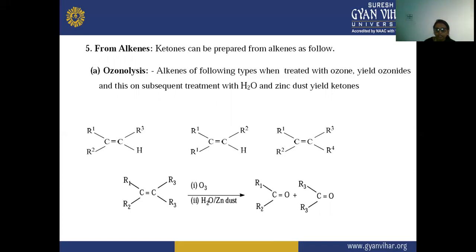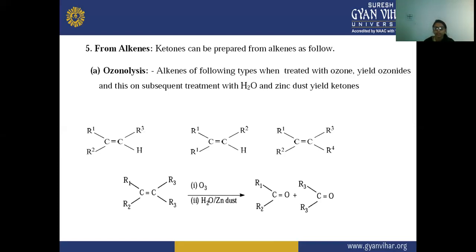So here are the different types of alkenes that are present. In the first, R1 and R2 are attached to one carbon, and R3 is attached to another carbon along with one hydrogen. Secondly, you can see R1 and R1 are attached to one carbon and R2 is attached to another carbon, and in this one all the alkyl groups are different.